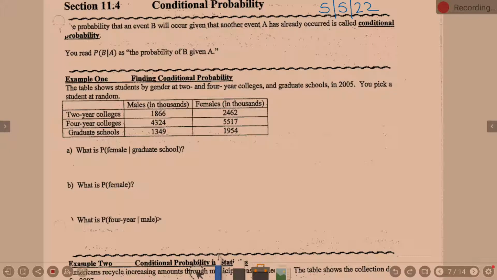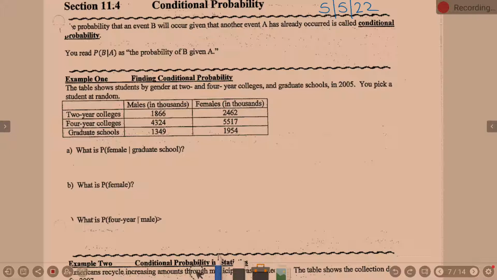When we talk about conditional probability, the probability that an event B will occur given that another event A has already occurred is called conditional probability. Basically we're looking at two events that are dependent upon each other, because you're pulling from just a pool of whatever the first event is. You're just pulling from that certain selected pool of people for your actual probability.